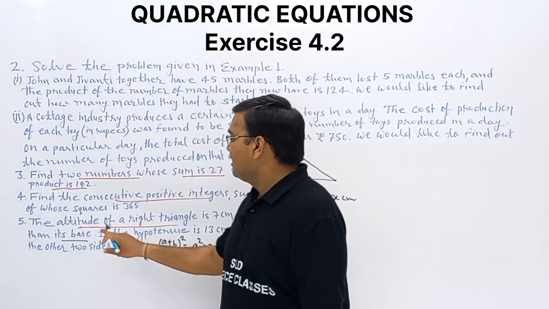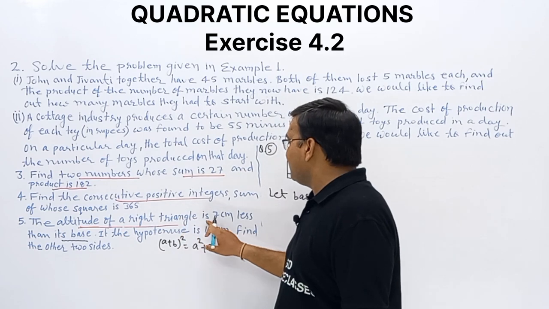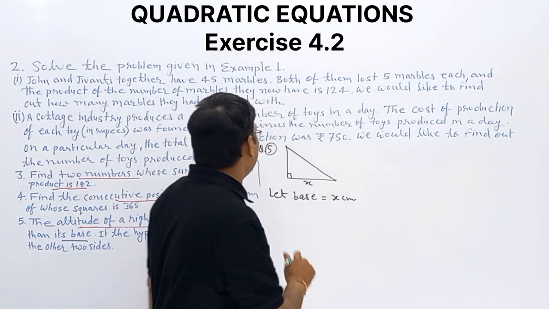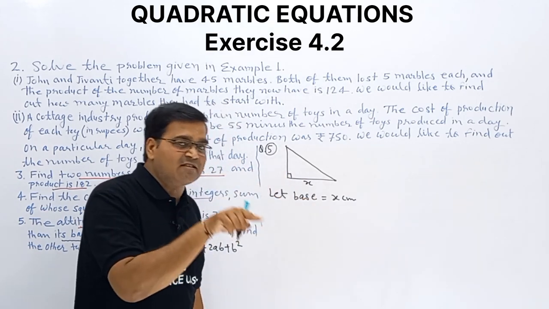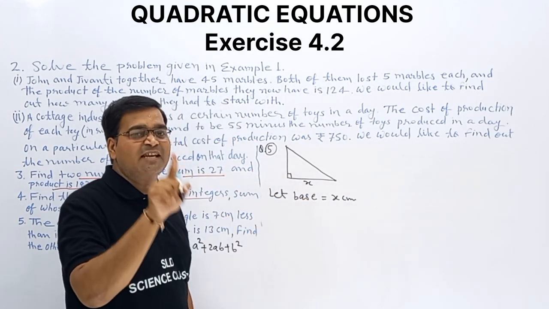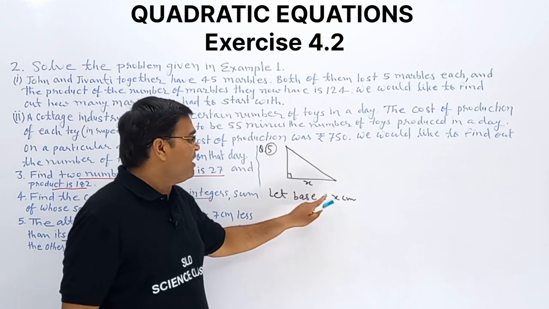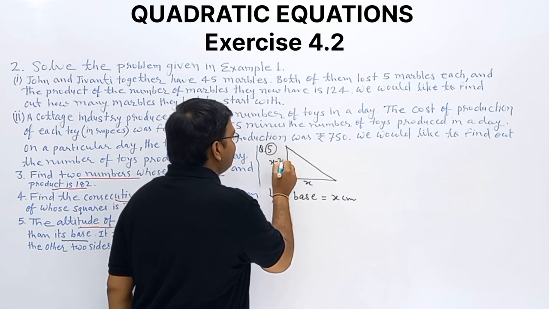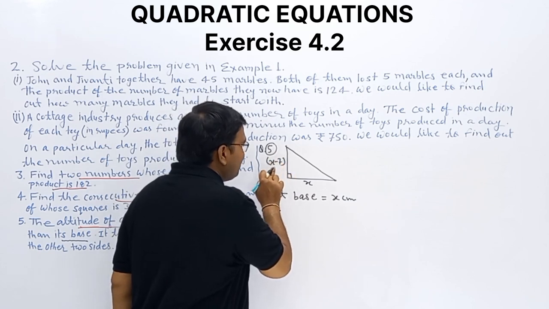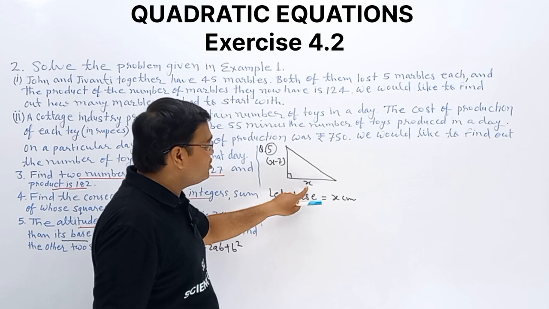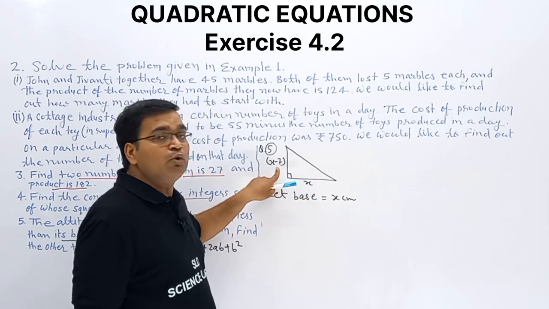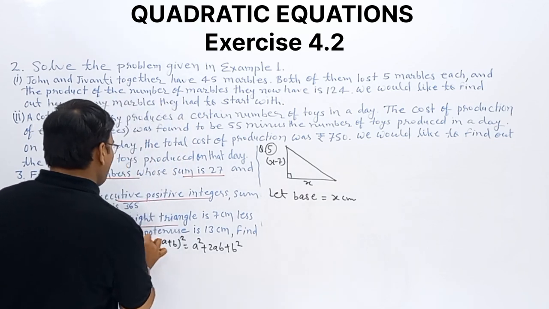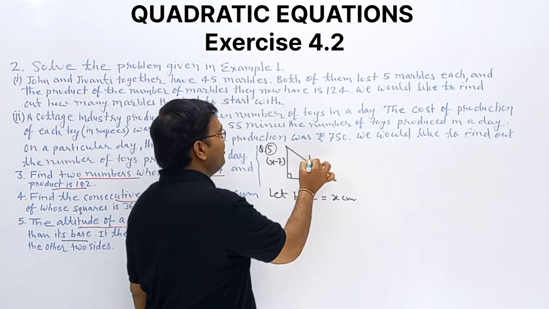Now read carefully. The altitude of the right triangle is 7 centimeter less than its base. So what will be the altitude? 7 centimeter less. 7 centimeter less than what? Than the base. Base is x. We assumed it. So x minus 7. 7 centimeter is less than this base. Base is x centimeter. So altitude will be x minus 7. And in the next sentence we have hypotenuse is 13 centimeter.